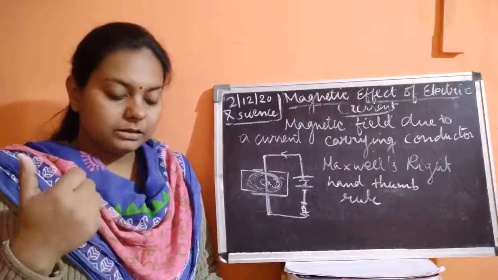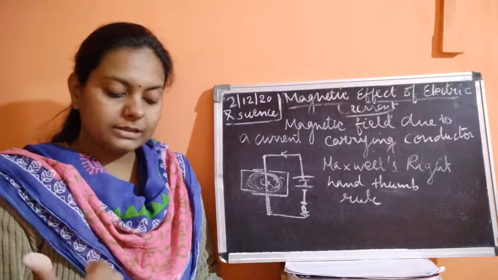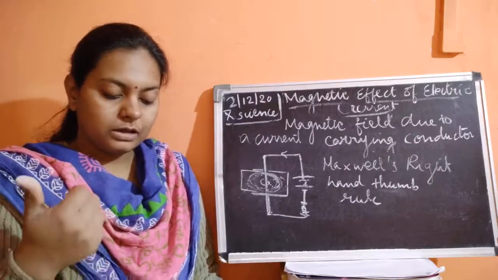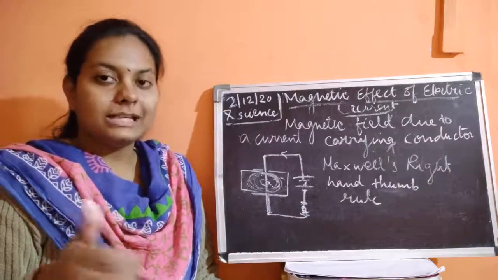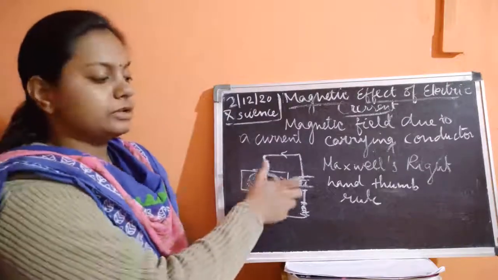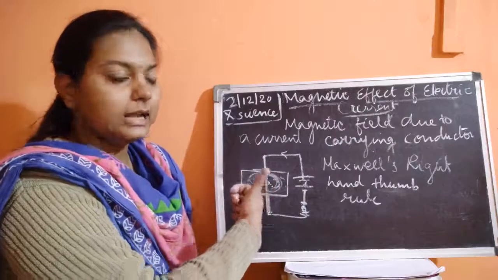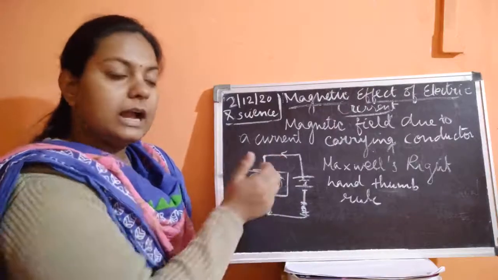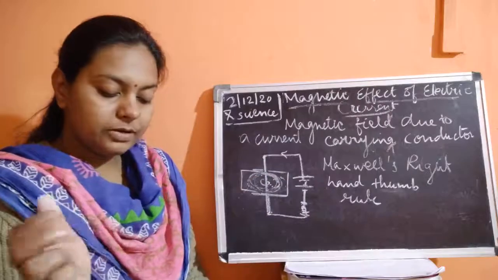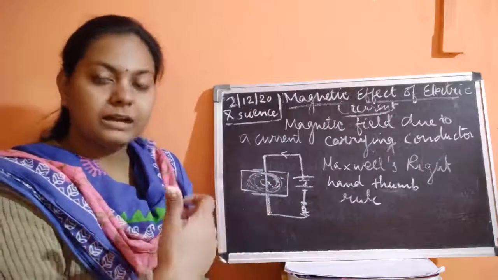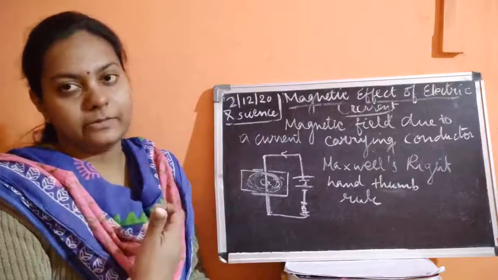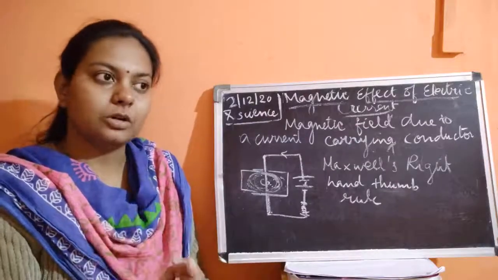So that the thumb points in the direction of the current. So you have to hold the current carrying conductor in your right hand. The thumb always points the direction of the electric current. And what else is left? Your fingers, which are wrapping around the current carrying conductor, will always tell you the magnetic field, whether it is clockwise or anti-clockwise, okay?